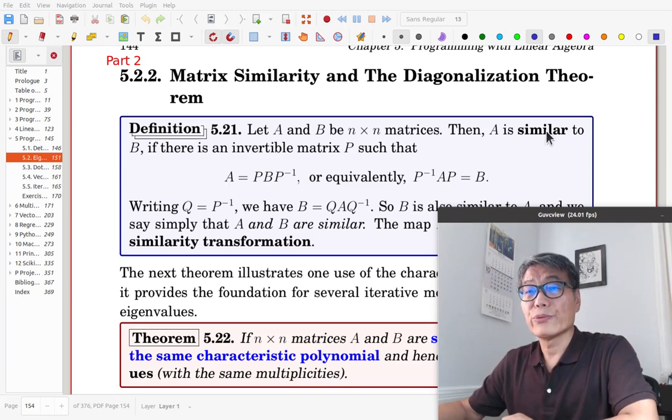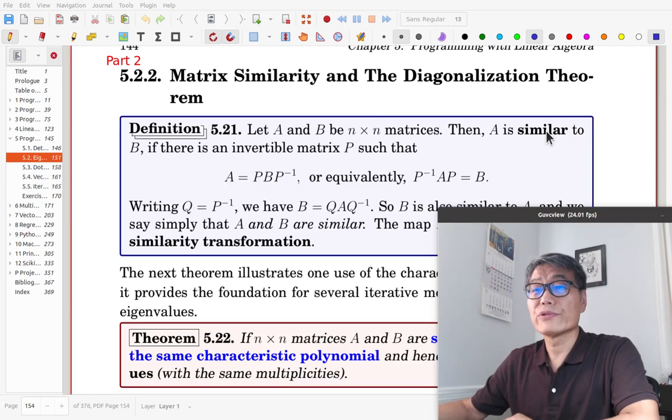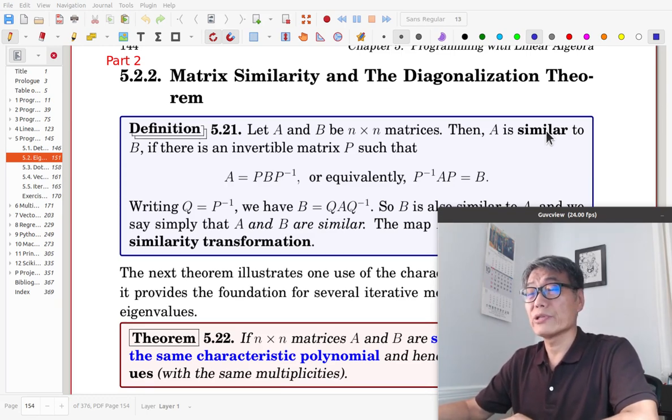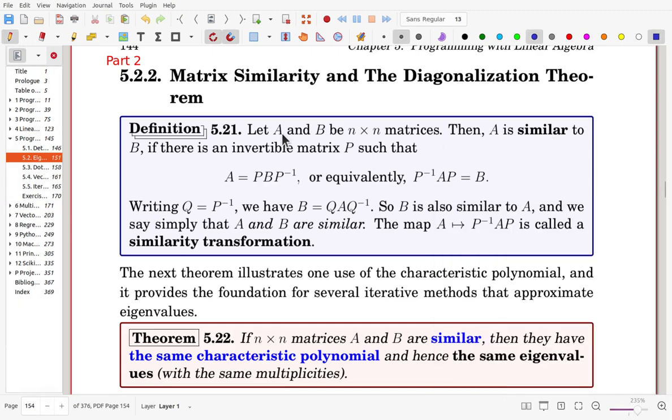This is part 2 of section 5.2, matrix similarity and the diagonalization theorem. A and B are two n by n square matrices. Then A is similar to B if there is an invertible matrix P such that A is P B P inverse, or equivalently, P inverse A P is B.